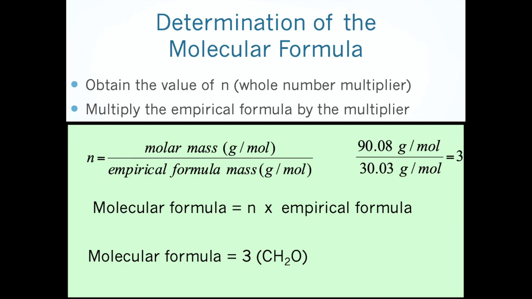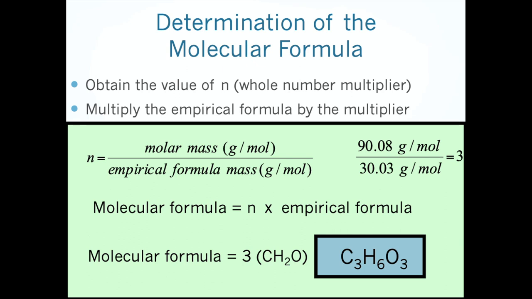So therefore, we take our CH2O multiplied by 3, and the molecular formula for lactic acid is C3H6O3. Right? We just take each of our subscripts and multiply by 3. So please note for carbon and oxygen, the reason there is no subscript is because the subscript's 1. Well, 1 times 3 is 3. Okay? All right, so that's how you go from percent composition data to an empirical formula, and then how you can scale that empirical formula up to a molecular formula.